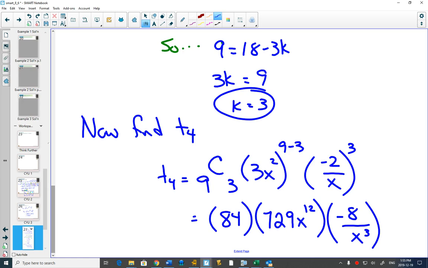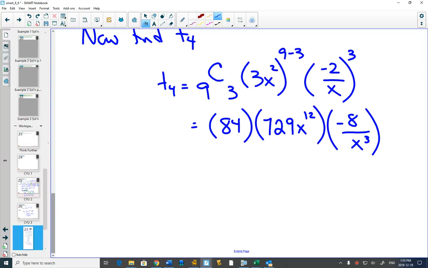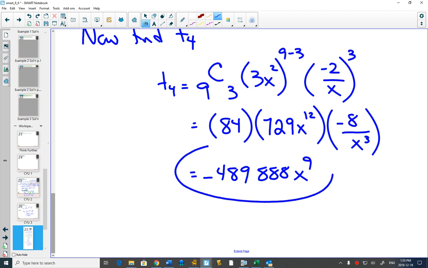So when simplifying, simplify each of the three parts separately, and then you can multiply your numbers together. So we have 84 times 729 times a negative 8, negative 489,888, and the x's simplify to give you x to the 9.